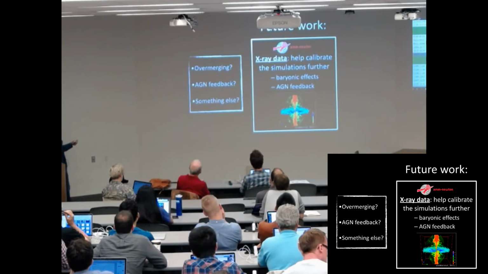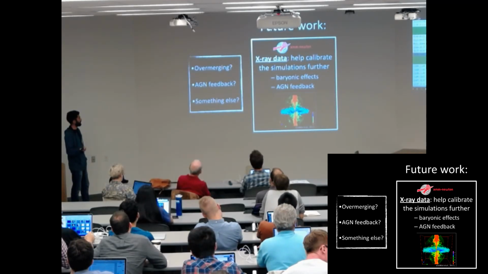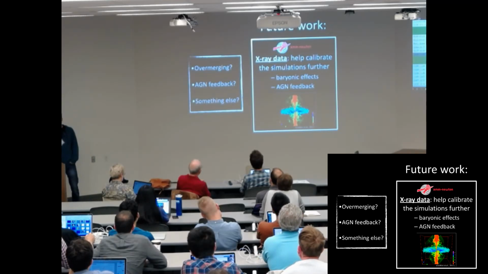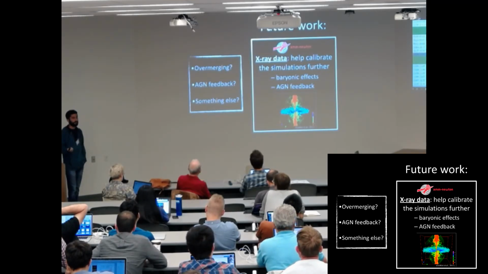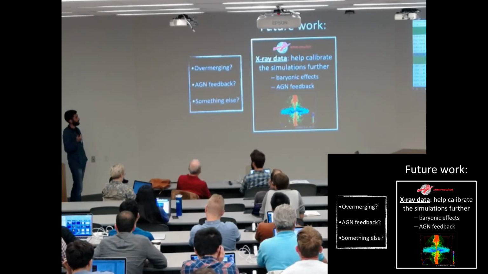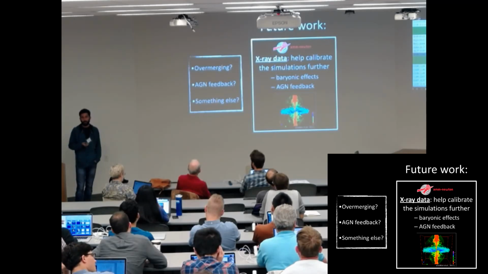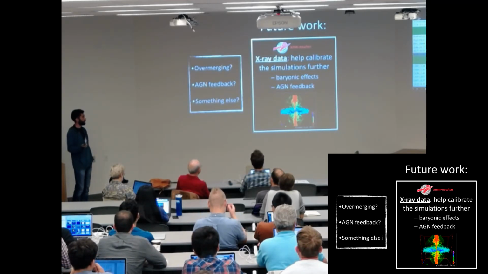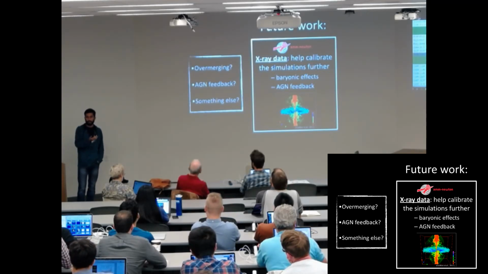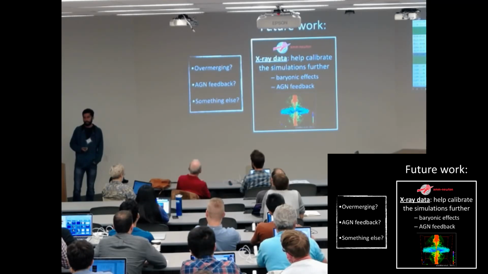So what is the reason for this difference? Is it overmerging? Is there something in the AGN feedback recipe? Something else that we don't know? Well, one of the things we'd like to do to try to understand this better is to get X-ray data for our HSC observations. This X-ray data will help us to understand some of the baryonic effects that may be affecting the growth of these galaxies, the distribution of stellar mass, and maybe better understand the AGN feedback as well. And then we could go back and better calibrate our simulations to these observations and try to match the profiles even better.